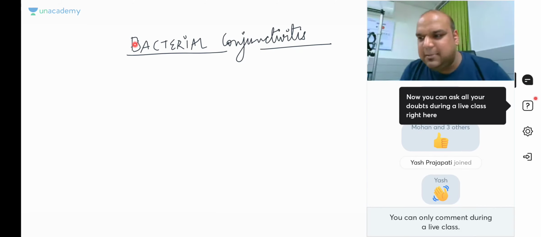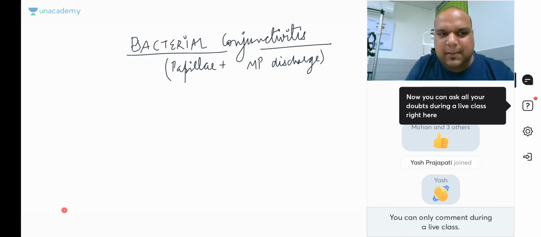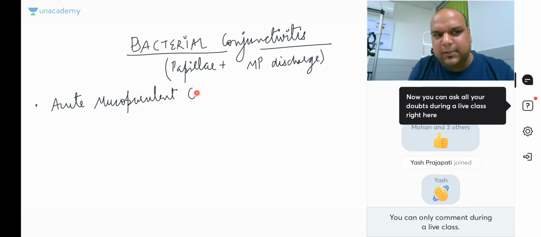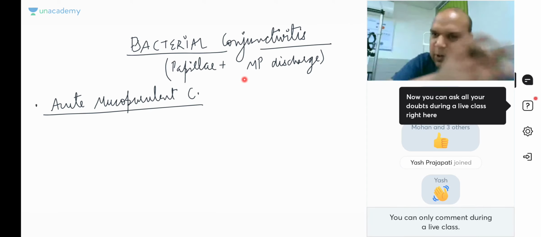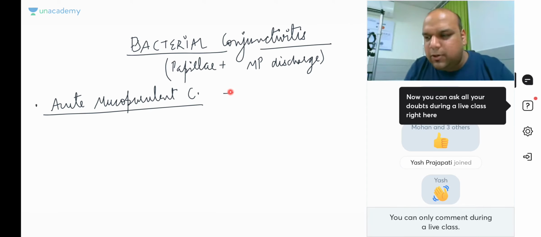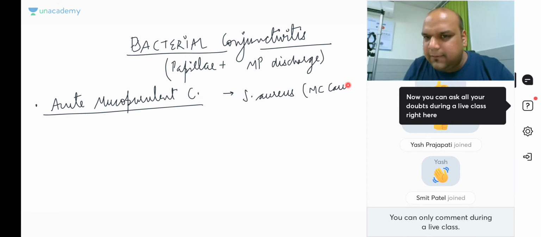Okay, bacterial conjunctivitis. Bacterial conjunctivitis means again bacteria. So you already know there will be papilla plus mucopurulent discharge. Nothing new to explain. Now, bacterial conjunctivitis can be of various types. I will be very simple and quick with this. The most common type is called acute mucopurulent conjunctivitis. In it, there will be mucopurulent discharge, papilla, and all the other signs and symptoms. What you need to know is the most common cause, which is Staphylococcus aureus. That's all. Simple.